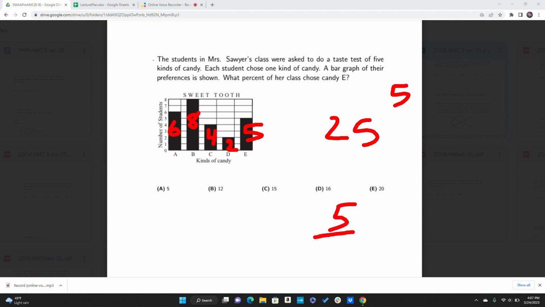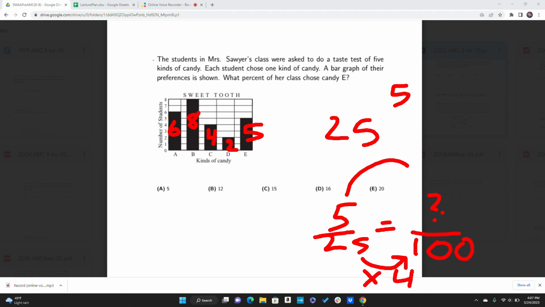So 5 over 25 equals some number, which we want to figure out, over 100. Okay, well, let's think about this. How do you get from the number 25 to 100? Well, you can multiply by 4. 25 times 4 is 100. And we can do the same thing with the 5 to get our top number. 5 times 4 makes 20.